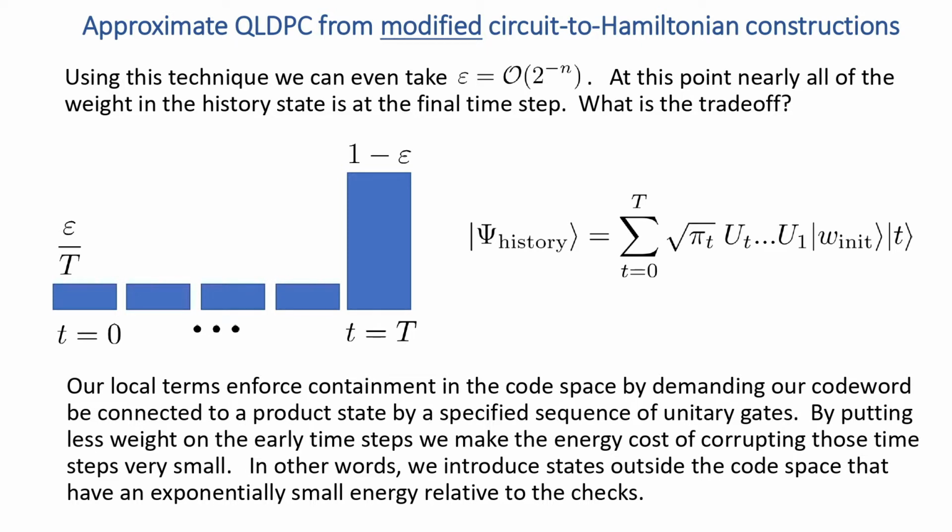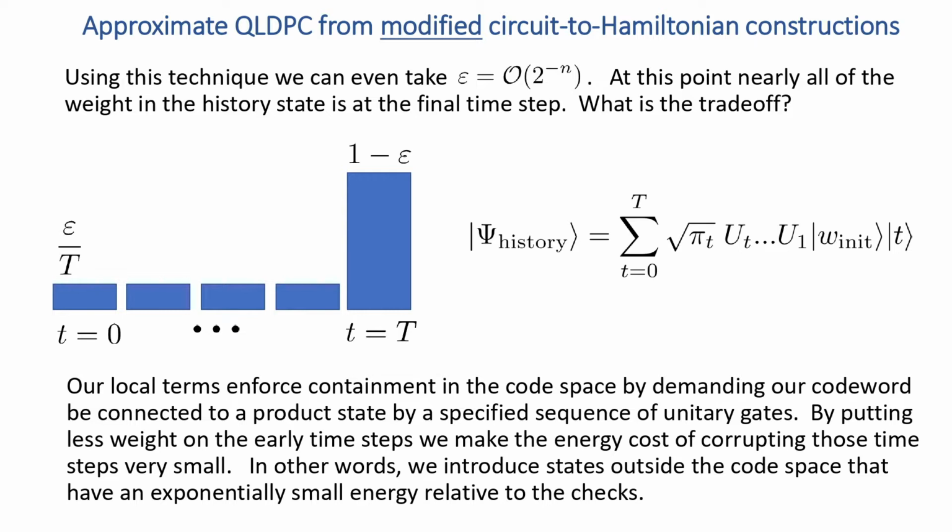Using this technique, it's any desired distribution, so we can even take the approximate code error to be exponentially small. We do that by putting nearly all of the amplitude at the final time step, okay? So what is the trade-off? Why wouldn't we just do that once and for all?